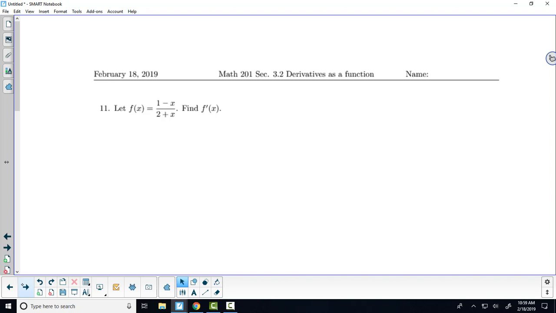Folks, I'd like you to try number 11. In your groups, working amongst yourselves, try number 11. Use the limit definition here.